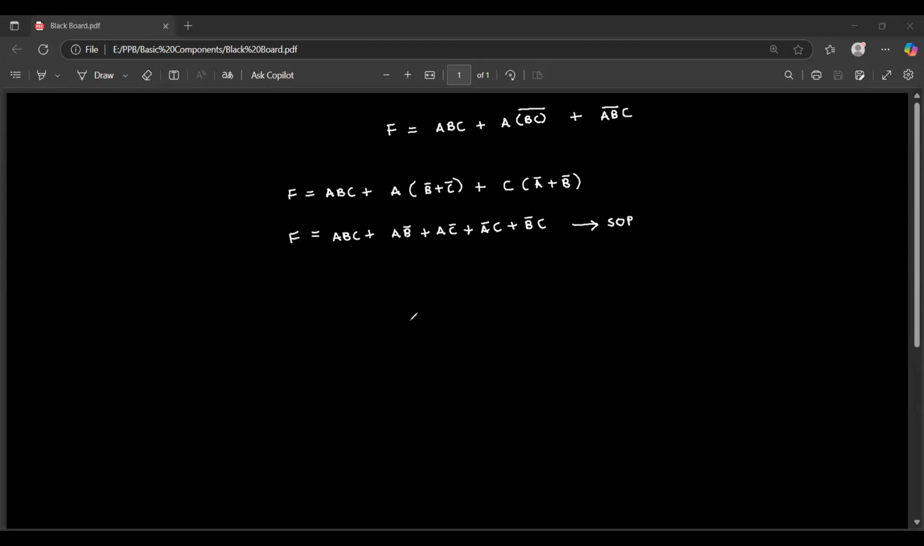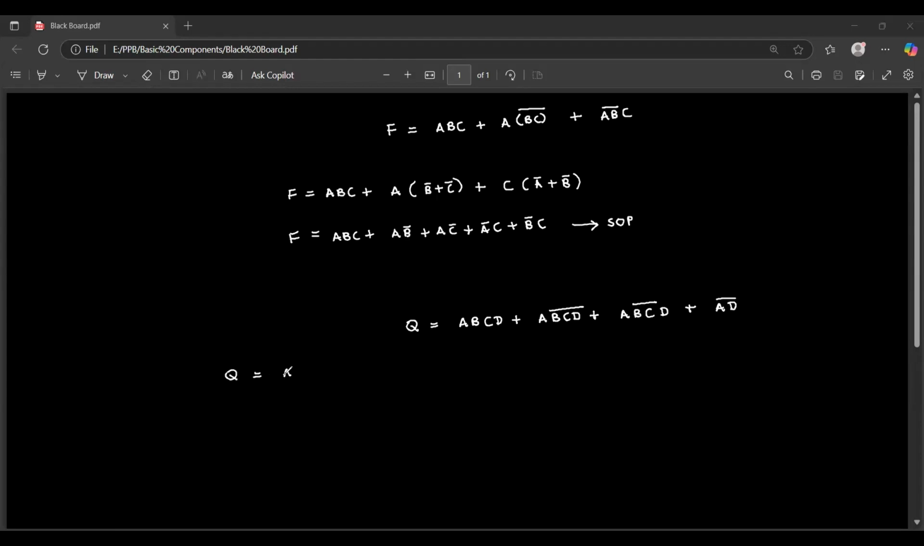Let's say we have Q is equal to A B C D plus A (B C D) whole thing bar, plus A B (C) whole thing bar, plus (A D) whole thing bar. How can you convert this to SOP? Because this is not in SOP. You can clearly see that. So you can expand this.